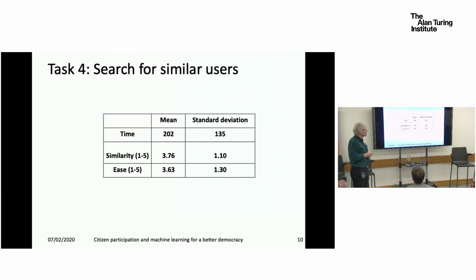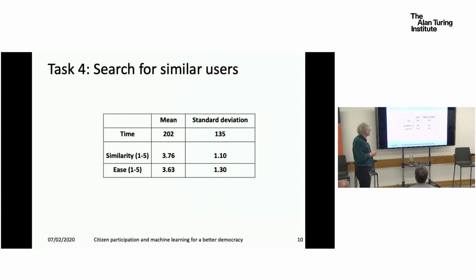And finally, the search for similar users. Again, this is just a one-condition task. So we measured the time, and the mean was 202 seconds, with quite a wide standard deviation there, you can see. Similarity, again, in the positive range, and ease also in the positive range. But I think when we consider these two tasks together, we can see that there is considerable room for improvement, both on the summarization and in the way that we are currently identifying similar users, and that information is presented to users on Consul.